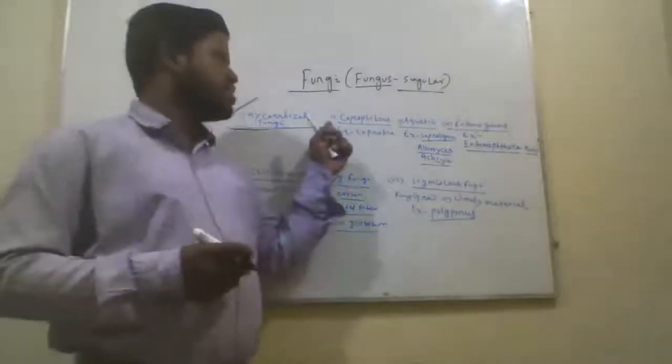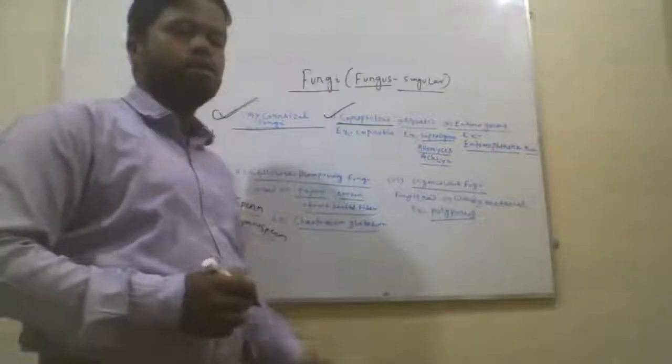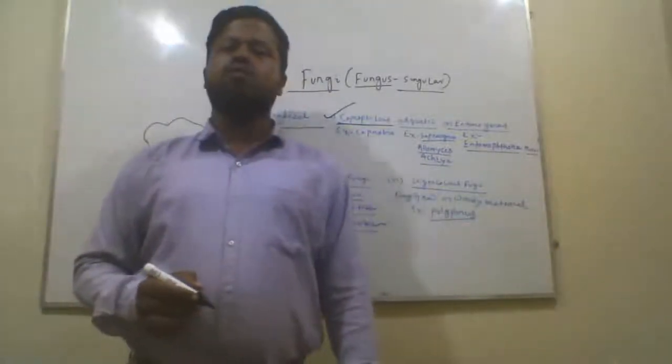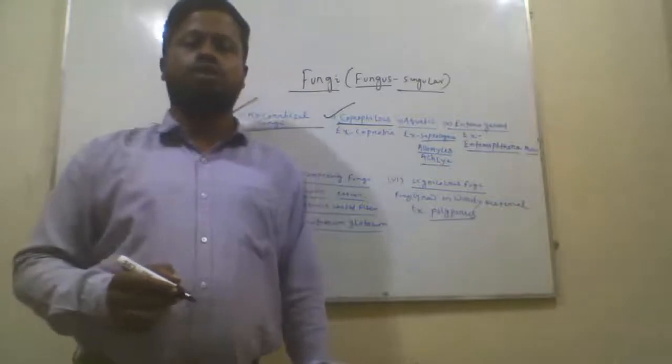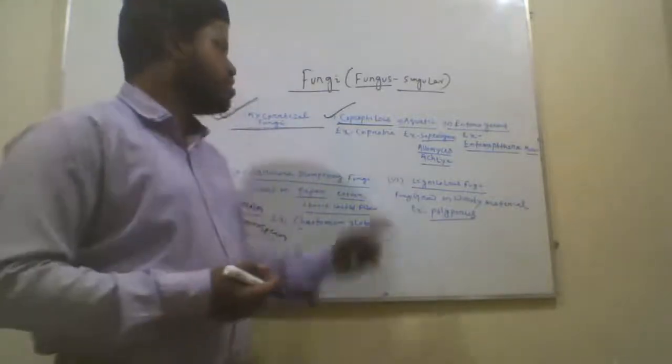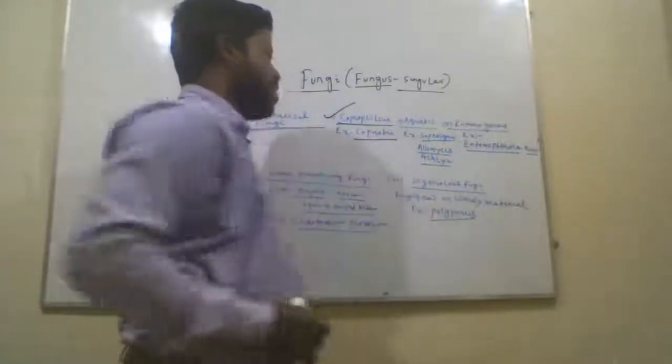Now I am explaining another fungus group, that is coprophilous. The coprophilous fungi are the fungi which grow on horse dung or cow dung. An example is Coprobia.